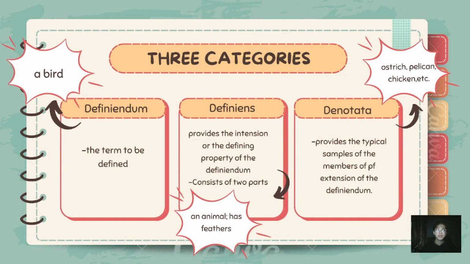So, for example, definiendum. In this case, the term to be defined is bird. And the definiens is what gives the qualities of what we are defining, which is bird. So, our definition of bird is an animal that has feathers. And lastly, denotata. This is the part of the members of the definiendum. Examples of this are ostrich, pelican, chicken, and etc.